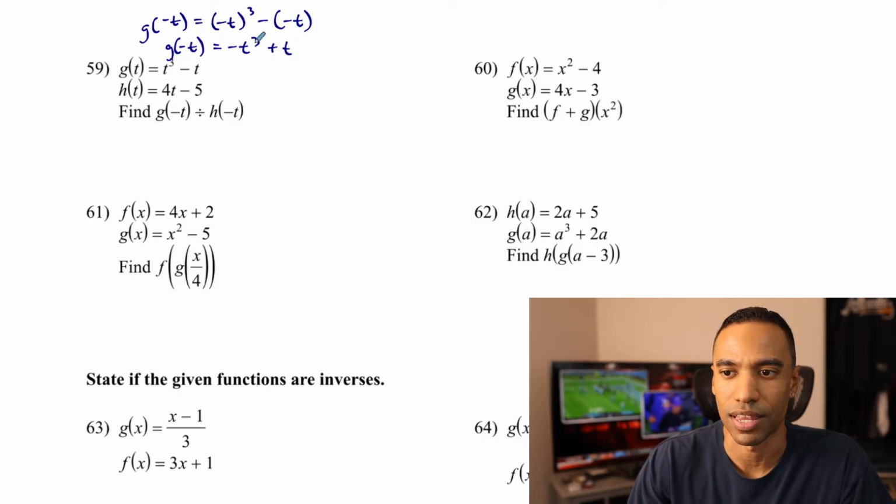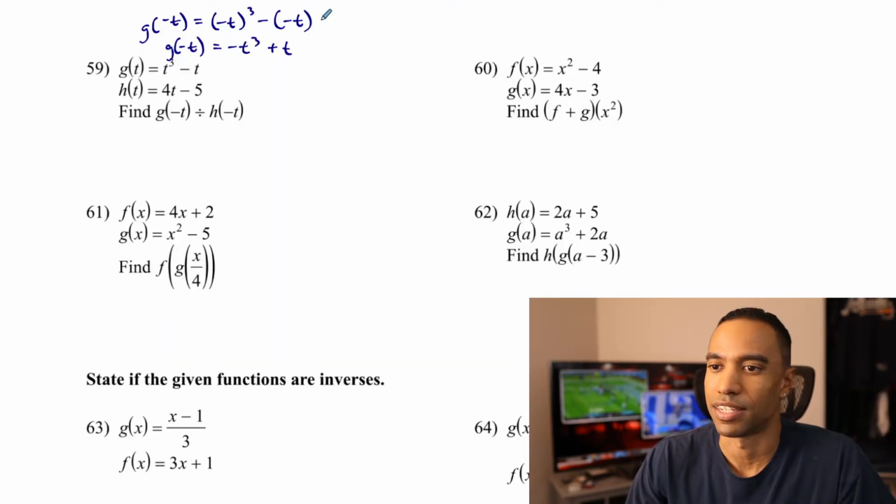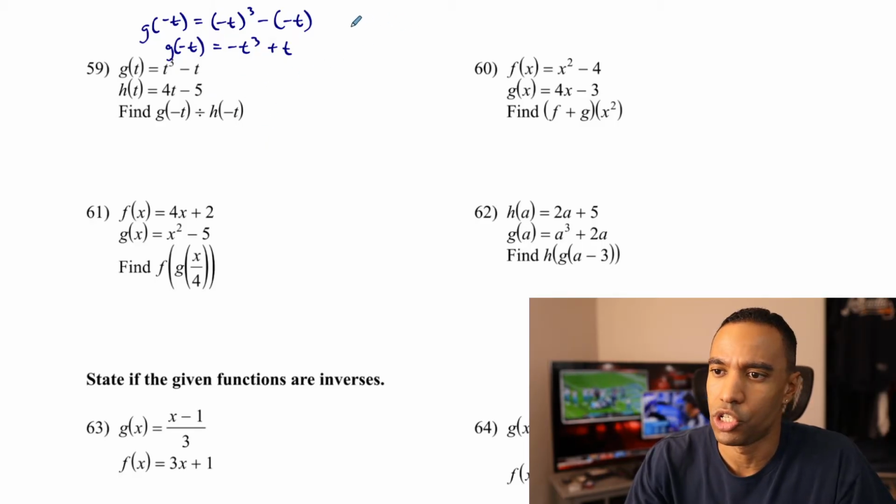Or plus t. Notice how that's exactly opposite of t cubed minus t. That would make this an odd function, like that. And yeah, we're not testing those apparently. So that's g of negative t.